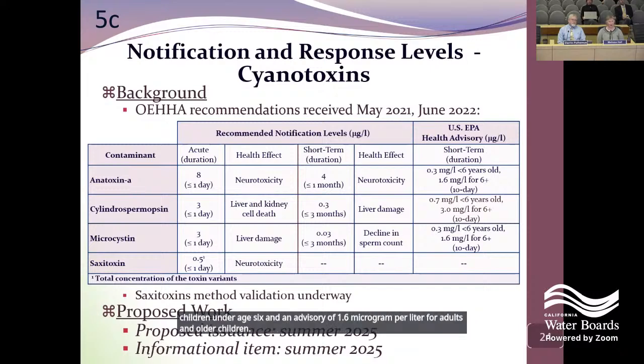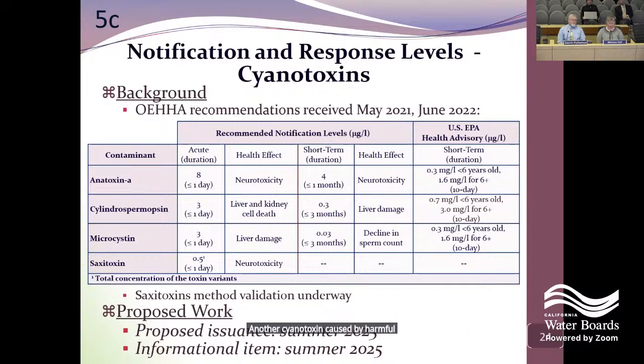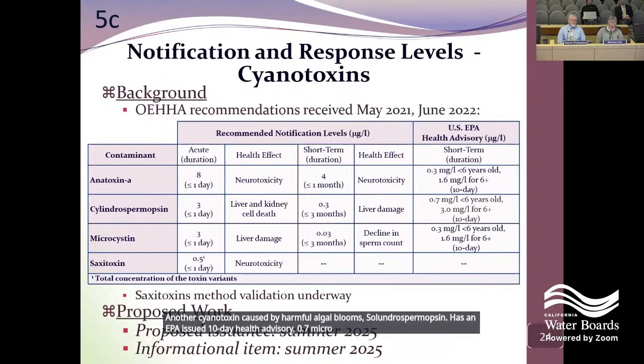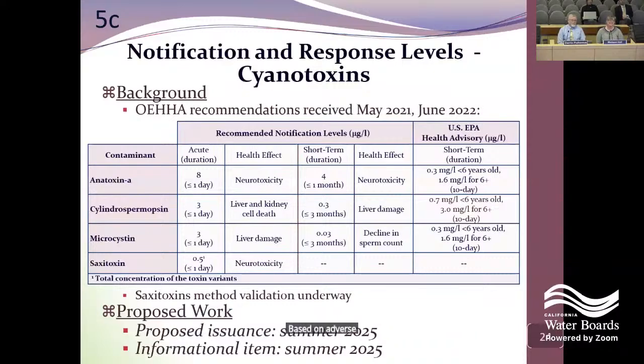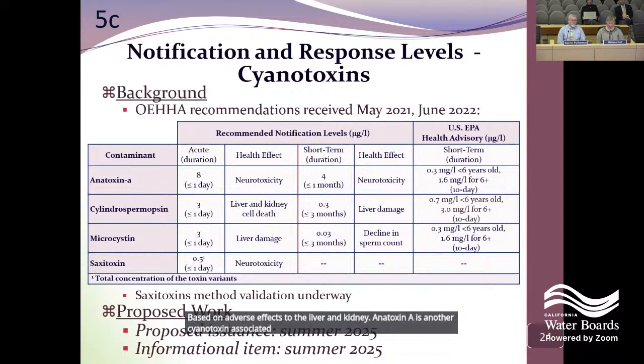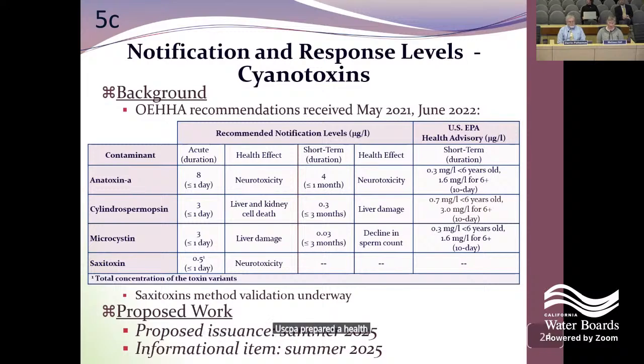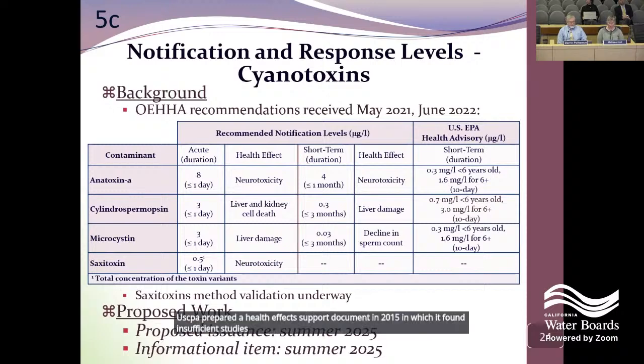Another cyanotoxin caused by harmful algal blooms, cylindrospermopsin, has an EPA-issued 10-day health advisory of 0.7 micrograms per liter for younger children and 3 micrograms per liter for older children and adults based on adverse effects to the liver and kidney. Anatoxin A is another cyanotoxin associated with deaths in domestic animals, livestock, and waterfowl due to neurotoxicity, especially respiratory paralysis. US EPA prepared a health effects support document in 2015 in which it found insufficient studies and occurrence data to adequately support development of a health advisory at that time.